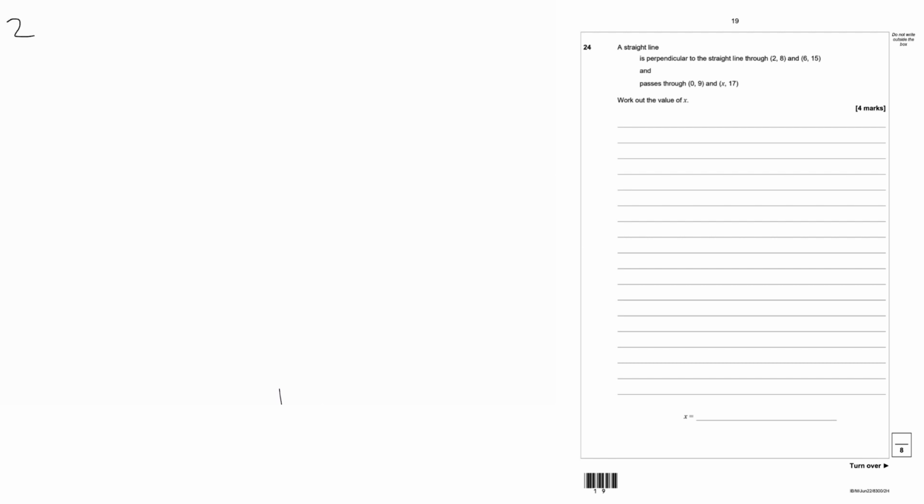So for question 24, we are told that a straight line is perpendicular to a straight line through the coordinates 2, 8 and 6, 15. And this new line passes through the coordinates 0, 9 and x, 17. What is the value of x?